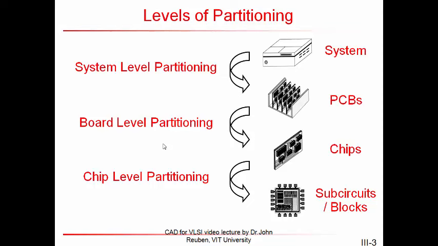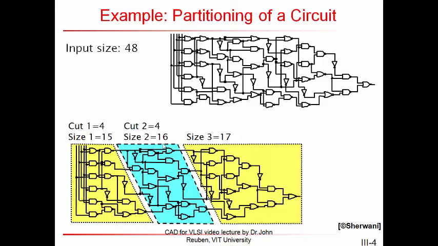As I already said, partitioning can be at different levels. In this course on physical design automation, we will concentrate only on netlist level partitioning, a gate level netlist, and how we can partition it. This is an example of netlist level partitioning. We have a netlist of 48 gates and this shows the partitions. As you can see, all these partitions are almost of the same size, 15, 16 and 17 gates, and the nets cut across by the partition, we call the cut set. So here we have a cut set of 4.